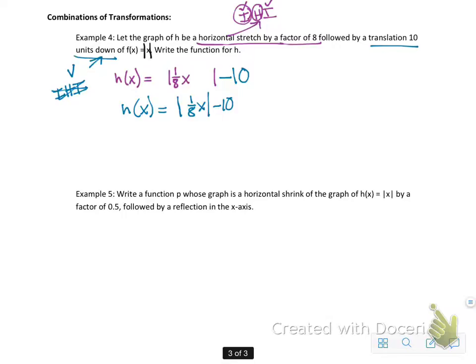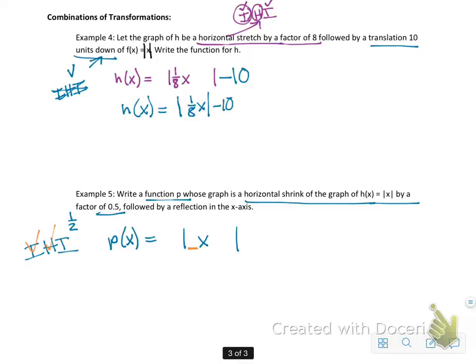Let's do one more. We're going to write a function p, so we need p of x. And we've got a lot going on, so we're going to have that blank. Horizontal shrink by a factor of 0.5. Well, 0.5 is the same as 1/2, but this is an I high. So it goes inside, which means it's going to take this spot right here. So we've got that covered, but we do the inverse. The inverse of 1/2 is not 1/2, it is 2. So we're going to take the 2 and put it right there, because we have to flip it.